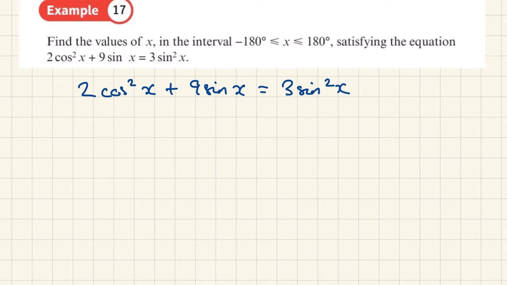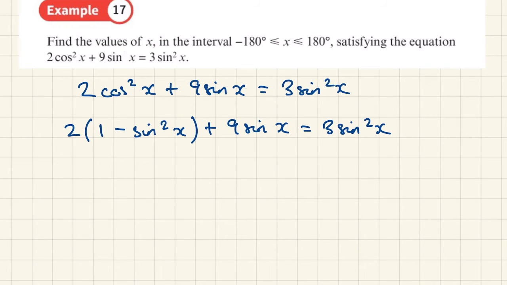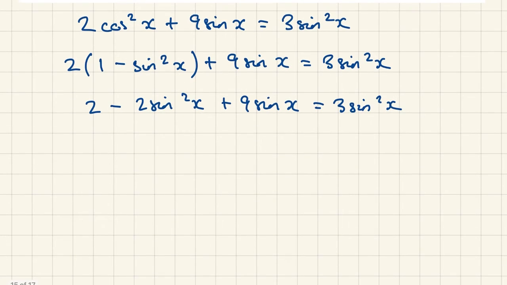And I'm going to start by using one of the trig identities to convert everything into sine. So 2 lots of 1 minus sine squared x plus 9 sine x equals 3 sine squared x. Expand that out. And then I'm going to take everything to the right hand side. So that's going to give me on the left hand side 0 equals 3 sine squared x plus 2 more sine squared x is 5 sine squared x minus 9 sine x minus 2.